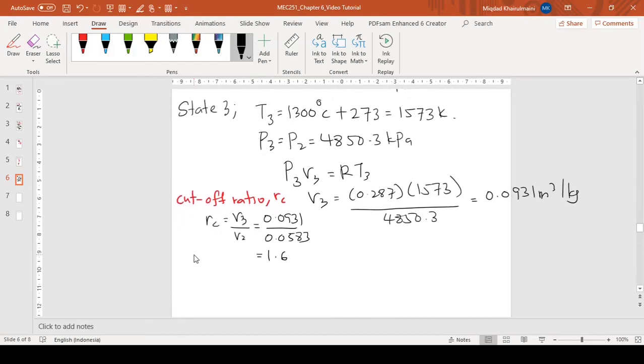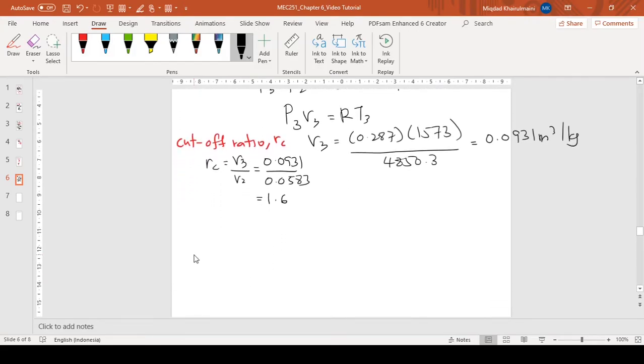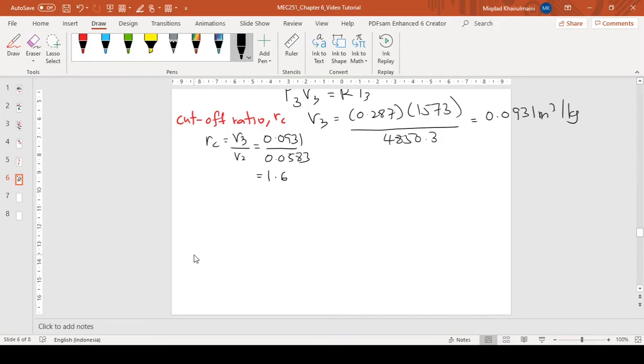Next we proceed with state 4. For state 4, we don't have the temperature and we don't have the pressure, so we have to calculate them. To find the pressure or temperature, we can use the isentropic relationship equation for gases involving state 3 and state 4. Let's say we want to solve for the temperature first.